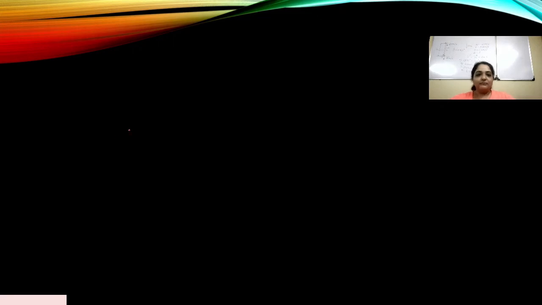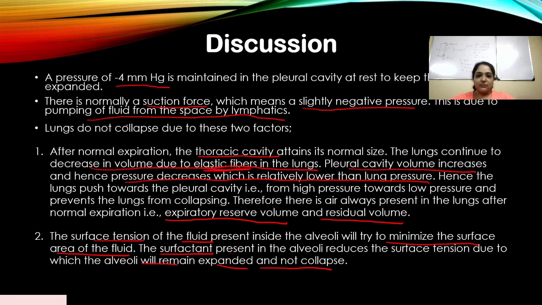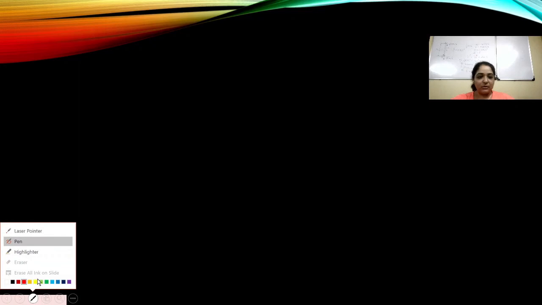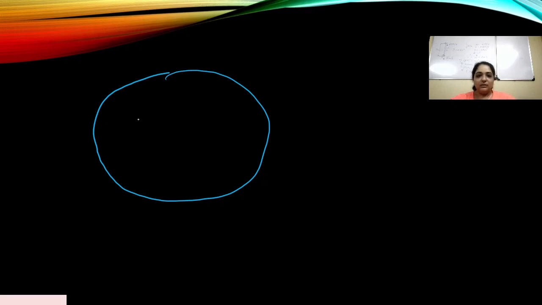Okay. Now, like I've said in the previous slide, that thoracic cavity attains its normal size. I'll just explain it to you a little bit in detail, so that you have a clear picture of what I'm trying to tell you. Let's see, I'll give you easy diagrams. You have your thoracic cavity. So the blue line is the thoracic cavity. And let's take another color, green. And the green is your lungs. Okay, so just assume this as your lungs and this is the thoracic cavity.